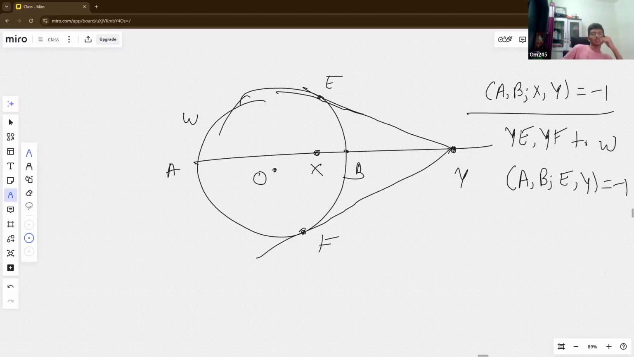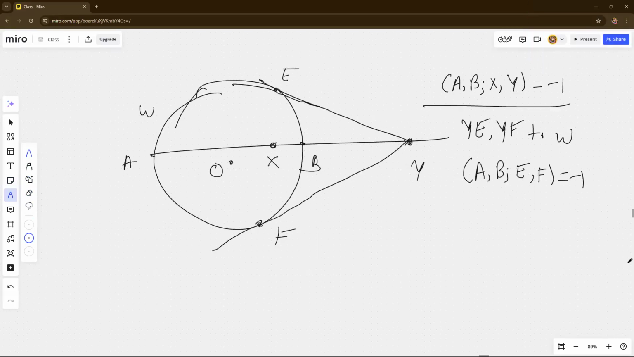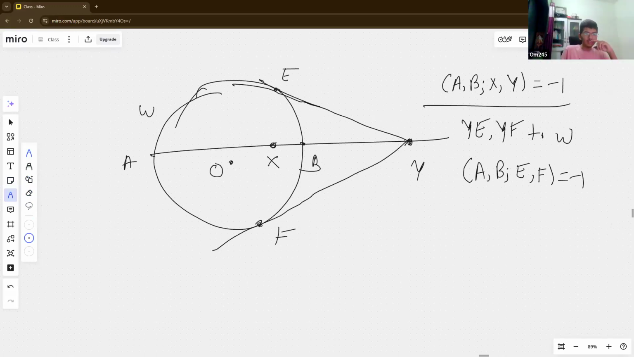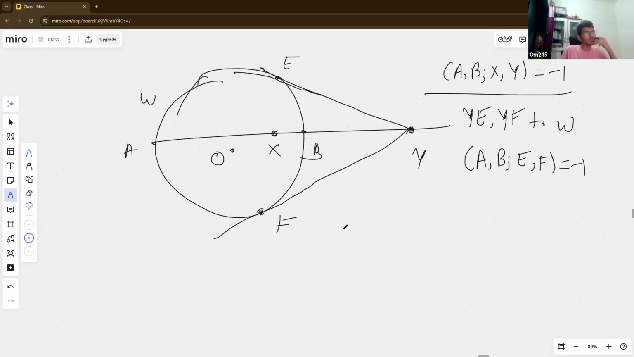Yes, the first condition is followed by... Do you mean ABEY or ABEF? Oh, EF, sorry. Yeah, of course. We consider the cross ratio on the circle. Yes, because they are symmetric points. But you cannot just say symmetric points.